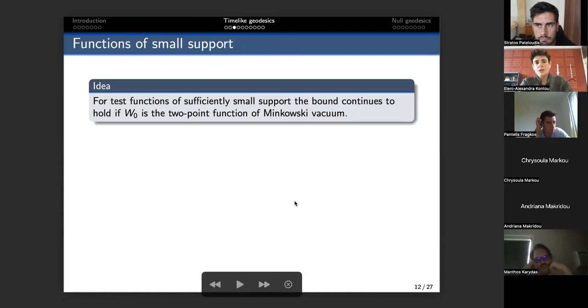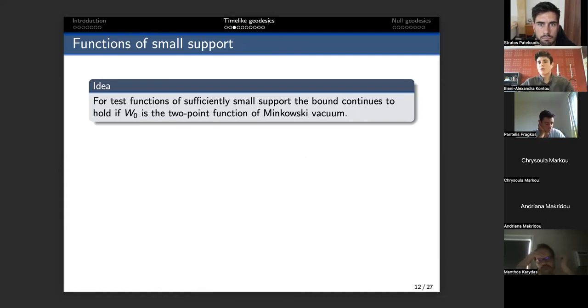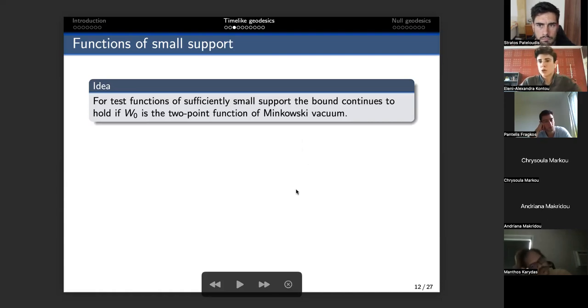What we did here is to use basically the equivalence principle for the space-time. For test functions that have sufficiently small support, the bound continues to hold for the W0, the 2-point function of the Minkowski vacuum. So the idea is that we always can find a function with sufficiently small support to actually approximate Minkowski space, and for our reference state to be close to the Minkowski vacuum. And for the Minkowski vacuum, we know what the 2-point function is.